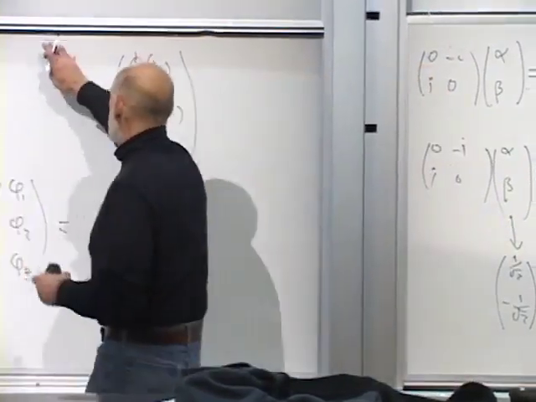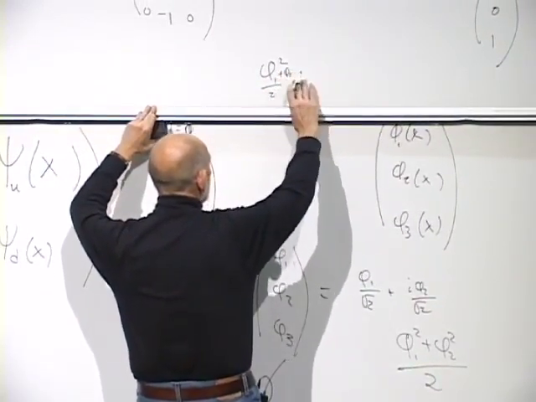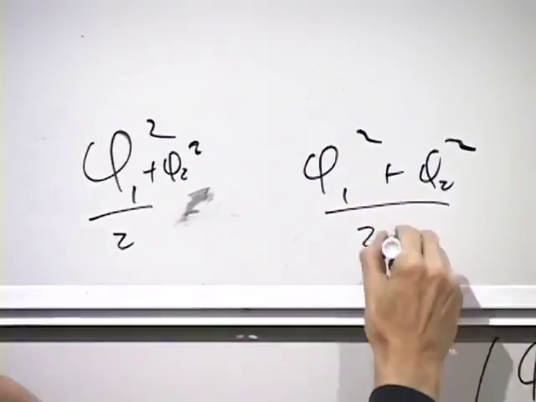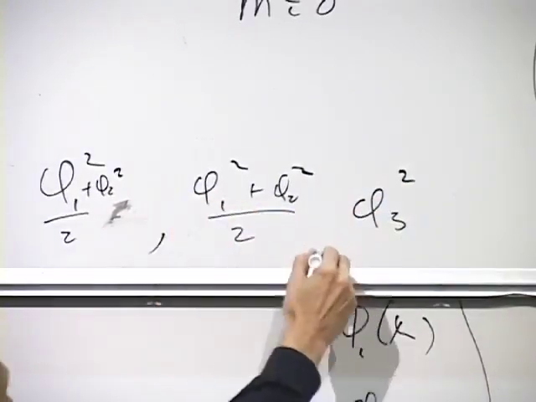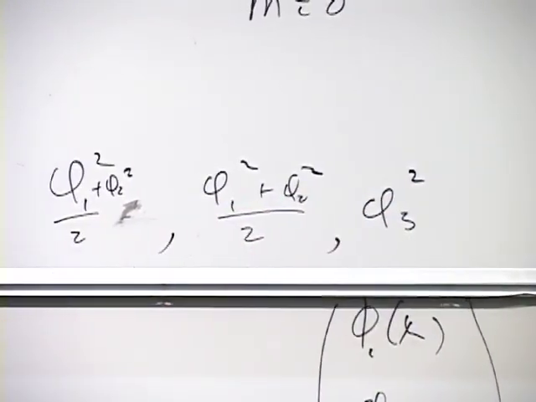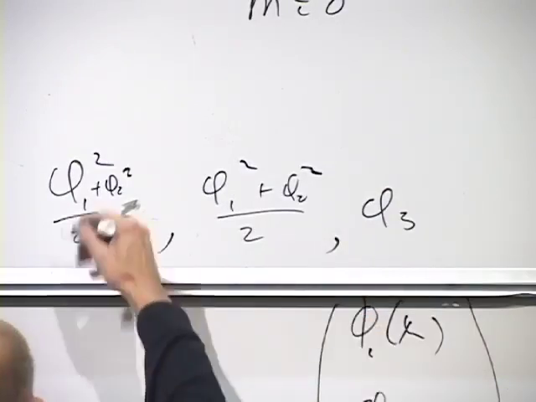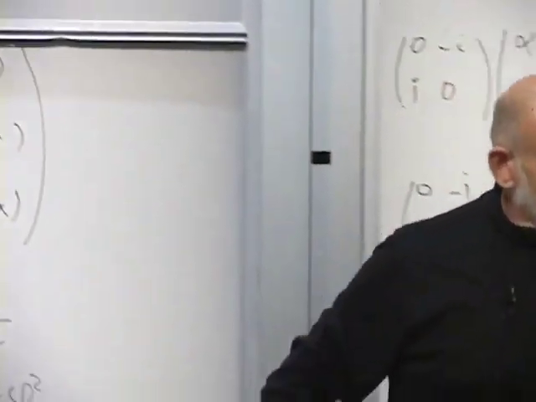Okay? So here are the probabilities. Looks like it's phi 1 squared over 2 plus phi 1 squared plus phi 2 squared over 2. Same thing, phi 1 squared plus phi 2 squared over 2, and phi 3 squared. Those are the three probabilities. They add up to 1, phi 1 squared plus phi 2 squared plus phi 3 squared. Sorry, this should really be, no. Phi 1 squared means phi 1 times phi 1 star. No, yes, it does. I think I'll leave this for you to work out in detail.